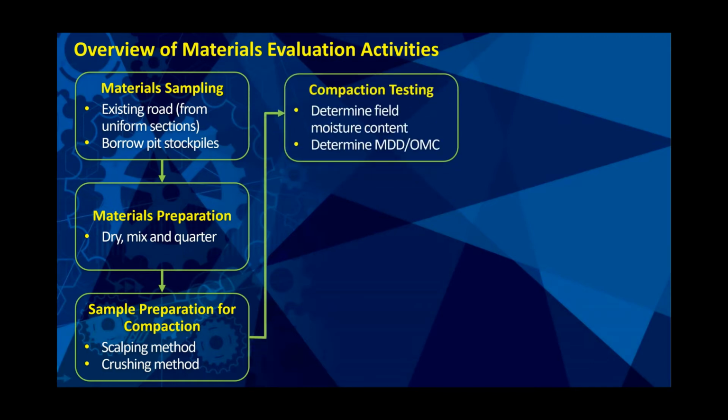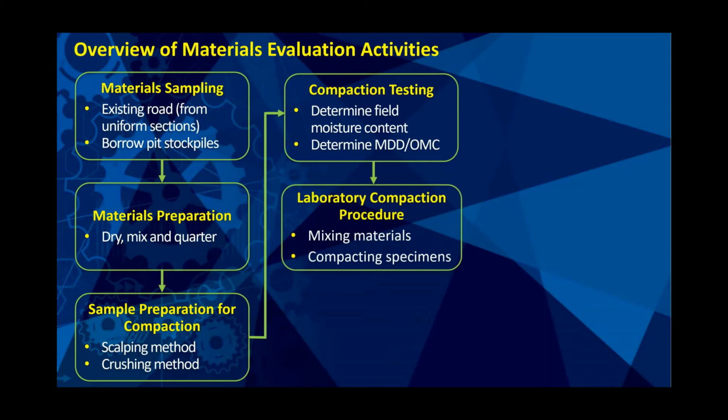Then we go on to discuss the compaction testing to determine the maximum dry density and OMC of the material, and also to determine the field moisture content and the ratio of the field moisture content to the OMC of the material, which is essential if you are going to use the percentiles option for design. Next, we are going through the compaction procedures in the laboratory, how to mix materials, and how to compact specimens. And the video will show machine compaction and manual compaction, which is still used in many laboratories.